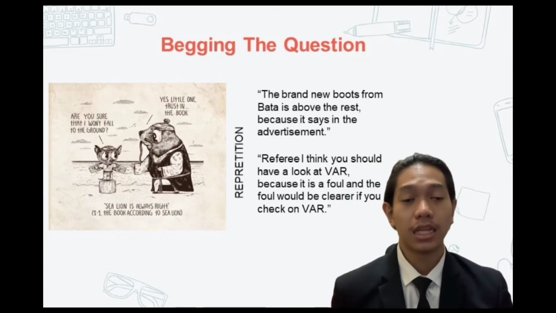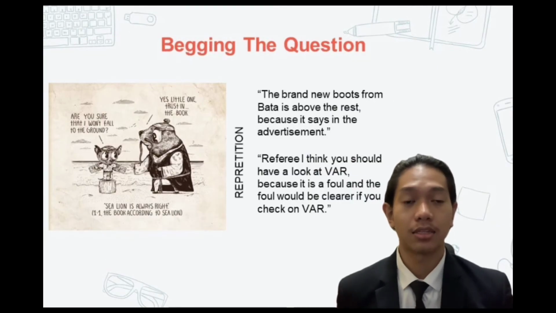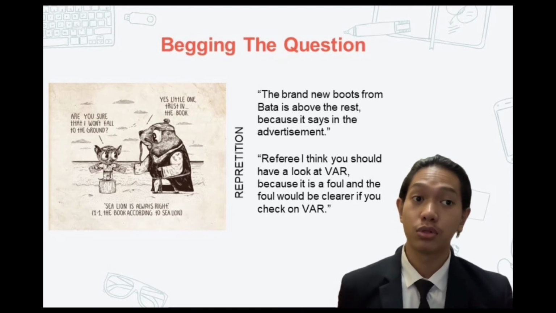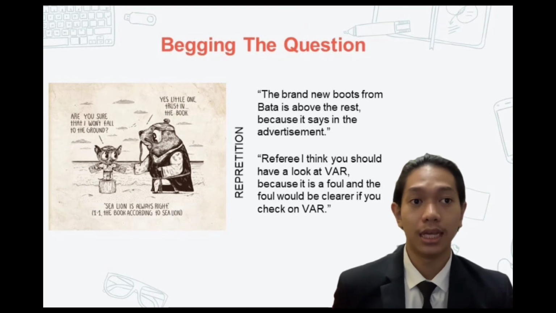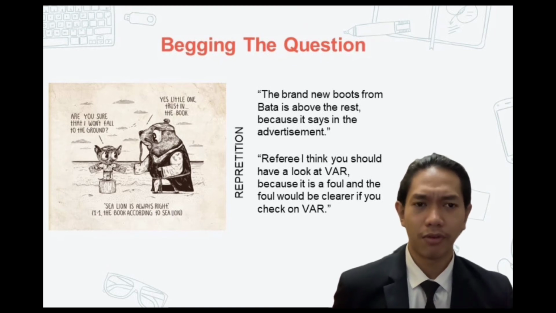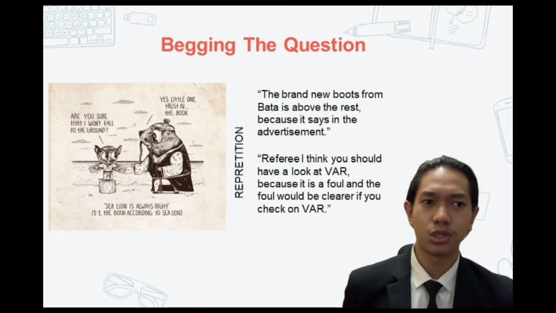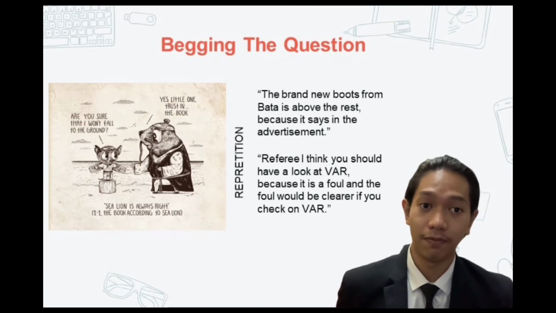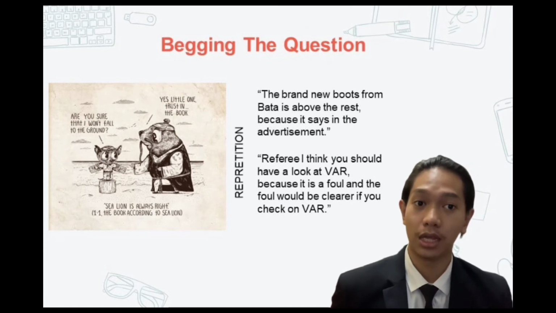Now, begging the question is the next fallacy that we are going to talk about. The brand new boots from Bata is above the rest because it says in the advertisement. Referee, I think you should have a look at the VAR because it is a foul, and the foul will be clearer if we check on VAR.